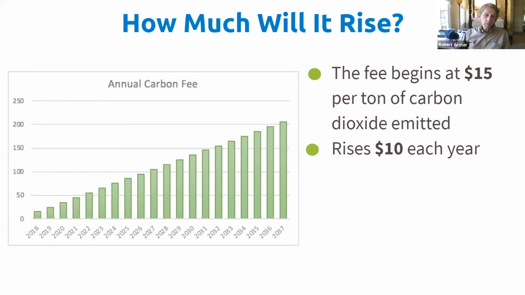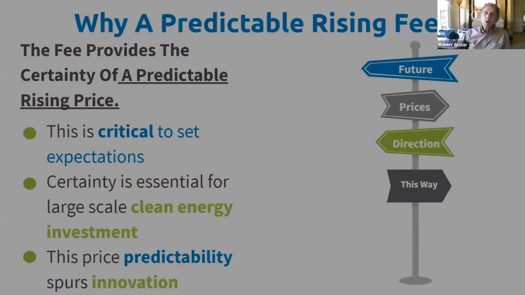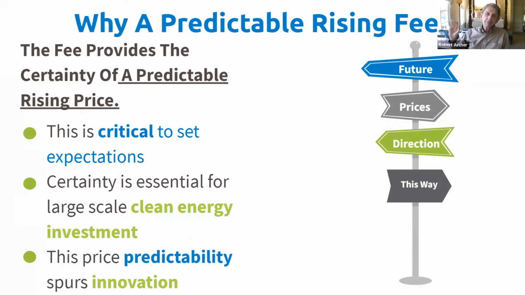So the carbon fee. CCL supports a fee starting at $15 a ton of CO2, rising $10 each year, or $15 a year if emission targets aren't met. Now, why do you want a predictable rising fee? Any carbon pricing policy won't do. The great power of CCL's policy is a predictable, visible, rising price. Note that I said predictable and visible.